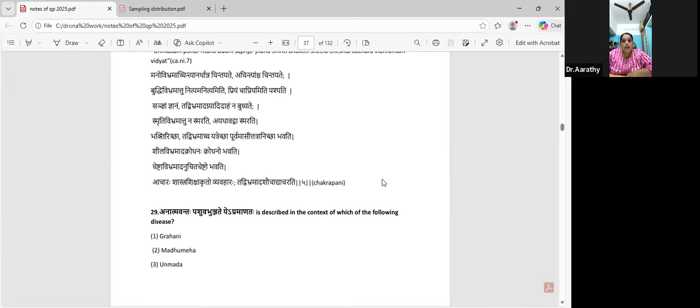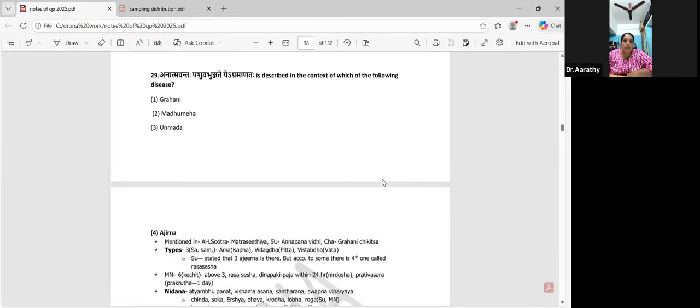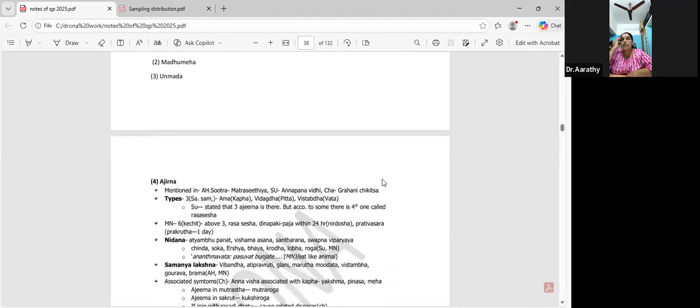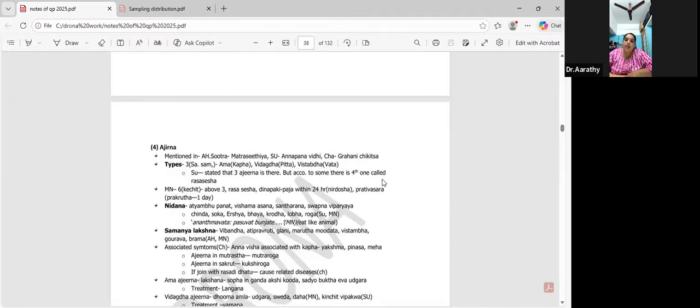Now, 29. Anatmavantaha pashuvat bhunjate ye apramanataha. It is said for Ajirna, right? So that quote should be studied. As far as Ajirna is concerned, the types are very important: according to Sushruta, according to Kashyapa, according to Madhavakara, all these types are very important. Okay. And also the samanya lakshana has very peculiar lakshanas, like vibandha is present, then atipravritti. Even for atisara, in the purvarupa you'll have vibandha, and then in the rupa it becomes atipravritti. Here, in Ajirna, you may have either vibandha or atipravritti.